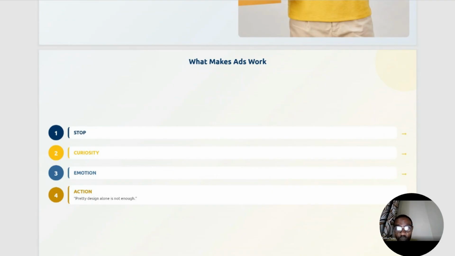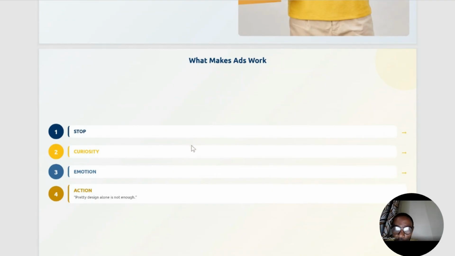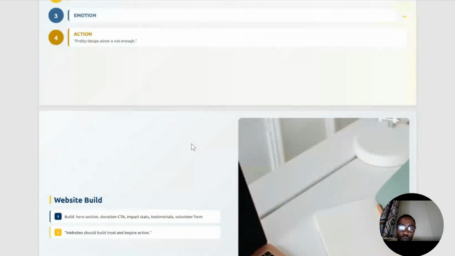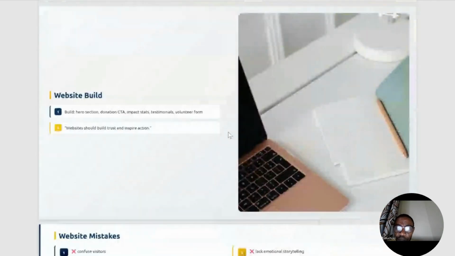So we've done the heavy lifting, but still, I think if you know these things, it just becomes much easier for you. You don't go back and forth so much with AI. So when you're prompting the AI for a website, you want to tell it this hero section is the topmost part. These are the CTAs. CTA is call to action. You want to tell it for such a business, you want impact stats, testimonials, a volunteer form. So you have to understand the anatomy of a web page.